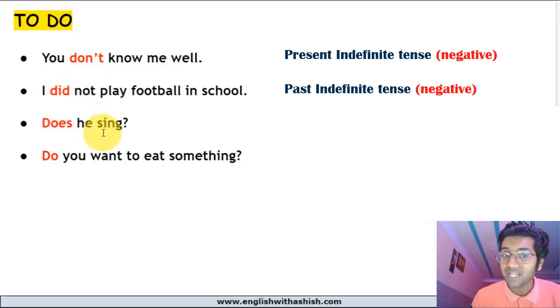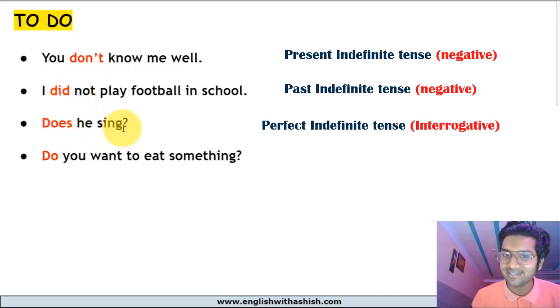Does he sing? Does he dance? Does she sing? Does Rahul go to college? Something like that. It's used in present indefinite tense, simple present tense. And did is used in simple past tense. Do and does are used in simple present tense, and did is used in simple past tense.